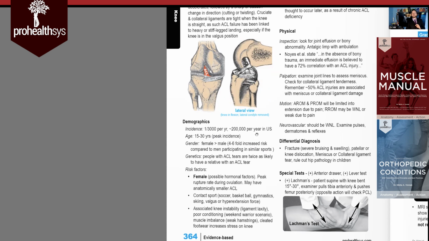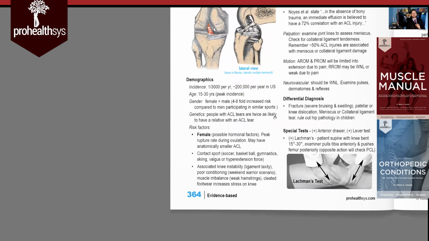Female, 4 to 6 times greater risk compared to men. And there is research supporting that, depending on where you are in your menstrual cycle, you may also have an increased risk of this ligamentous rupture as well. People with ACL tears are twice as likely to have a relative with an ACL tear. There is definitely a genetic predisposition, poorly understood at this time. Risk factors: female, possible hormonal factors, late in ovulation period, and they may have anatomically smaller ACLs. This is something we see in the literature as well.